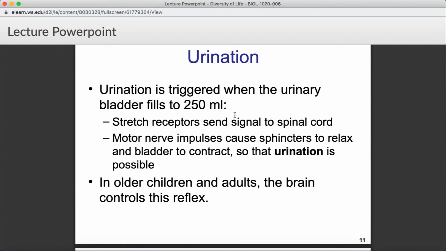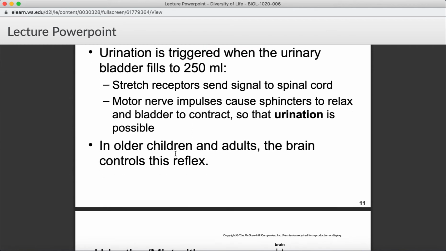Urination is triggered when the bladder fills to about 250 milliliters, which again is an average. Depending on your size and age, that will vary. Stretch receptors signal the spinal cord, and nerve impulses cause the sphincters to relax and the bladder to contract so that urination is possible. In older children and adults, the brain can control this reflex so you can hold it.